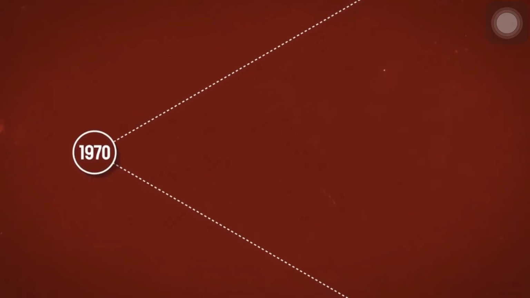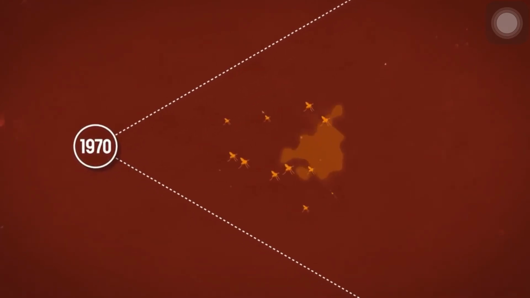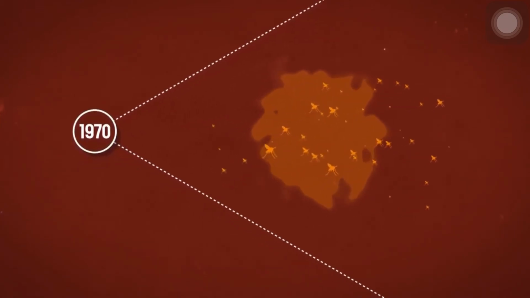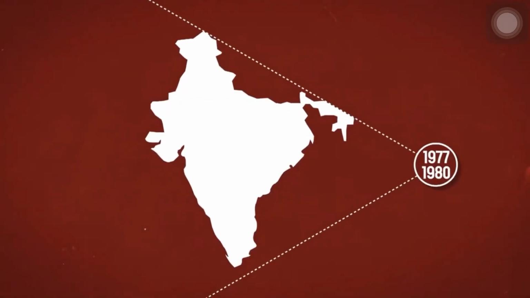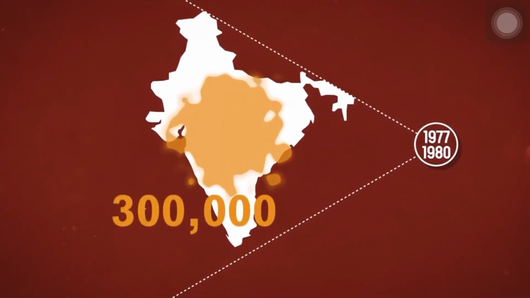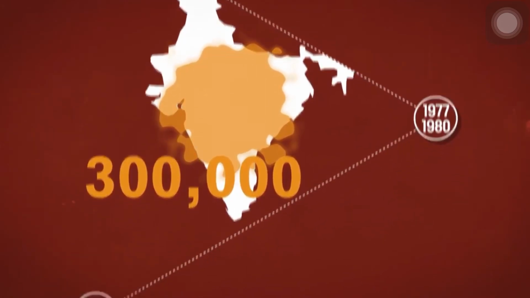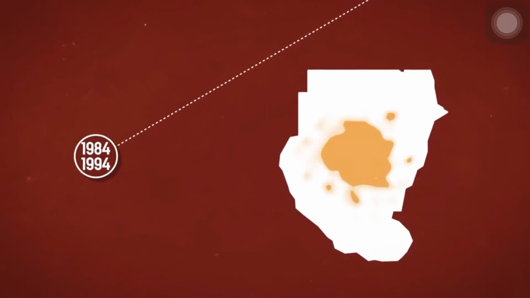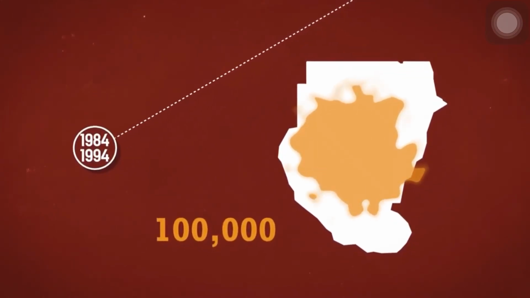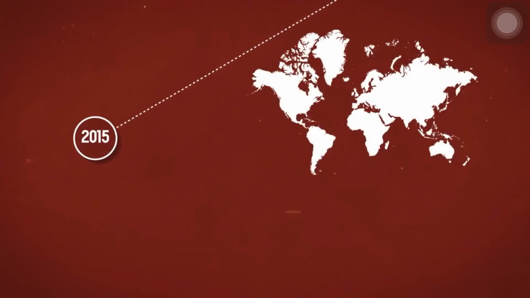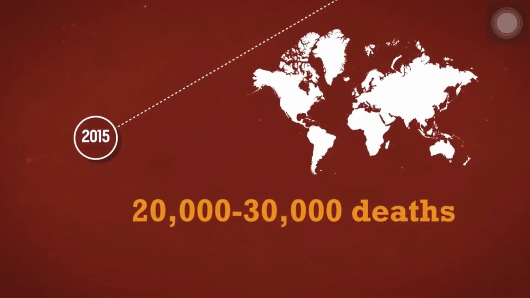The phlebotomus, the Kala Azar vector, proliferated yet again, and there was a surge in widespread deadly epidemics. Between 1977 and 1980, 300,000 people contracted the disease during an outbreak in India. From 1984 to 1994, while civil war raged in Sudan, 100,000 people succumbed to black fever. The disease continues to kill between 20,000 and 30,000 people every year.